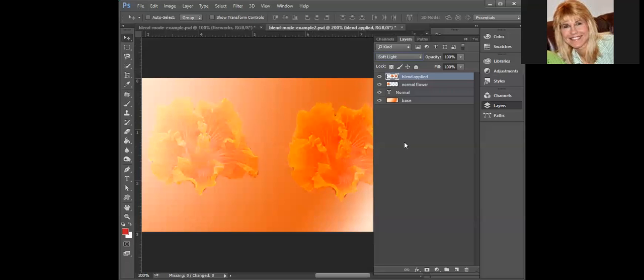Soft light is supposed to look like you have a soft light shining on the objects. Hard light is supposed to look like you have a hard light shining, a harsh spotlight shining on the image.